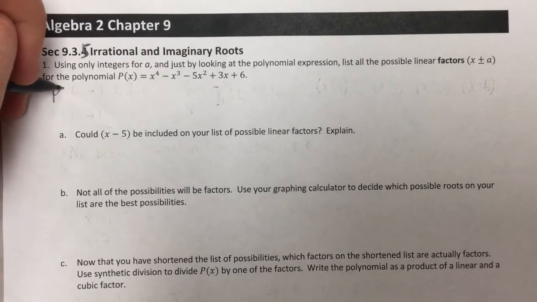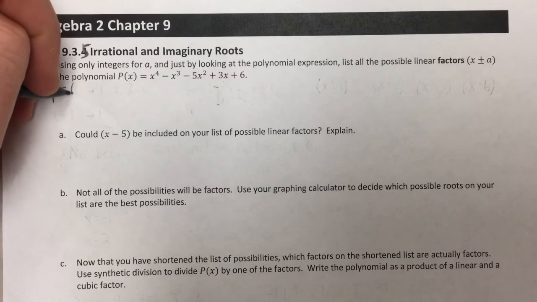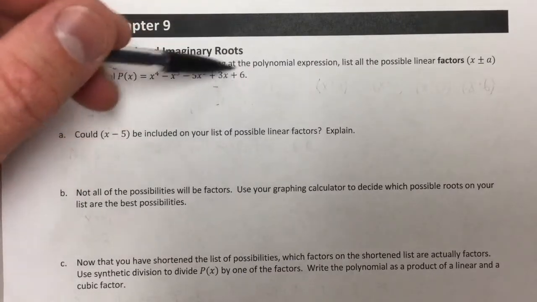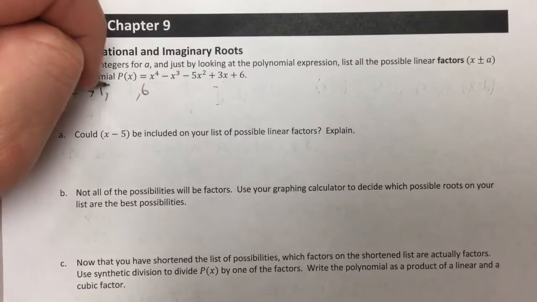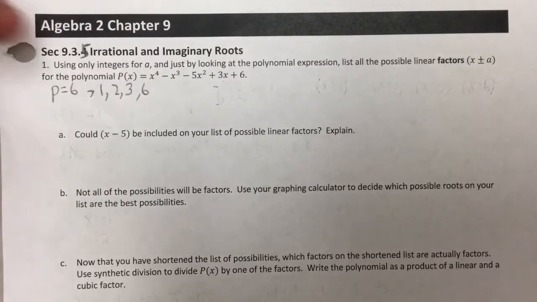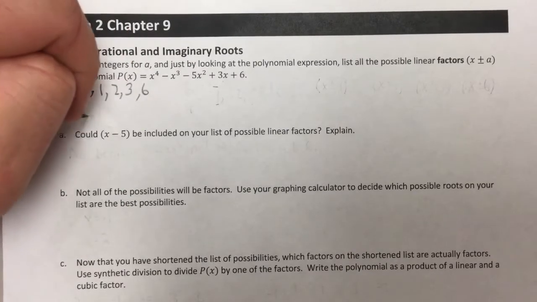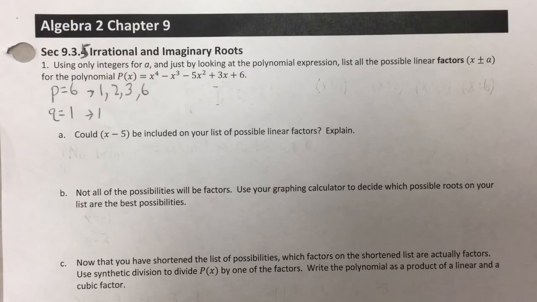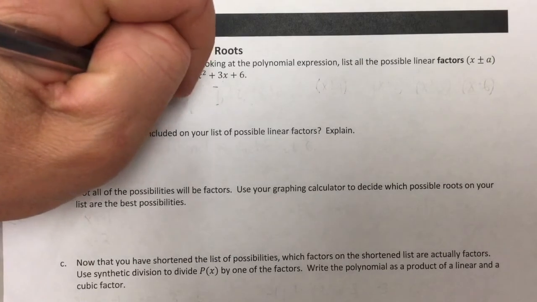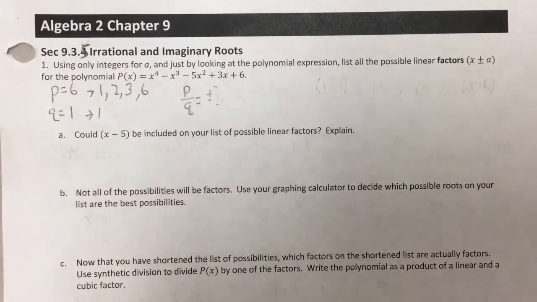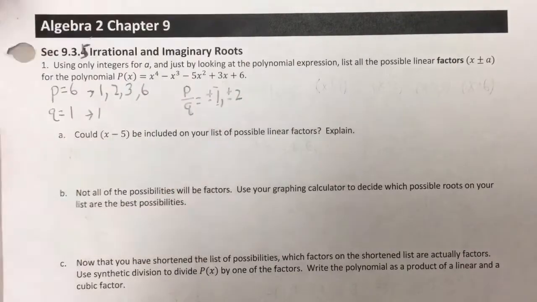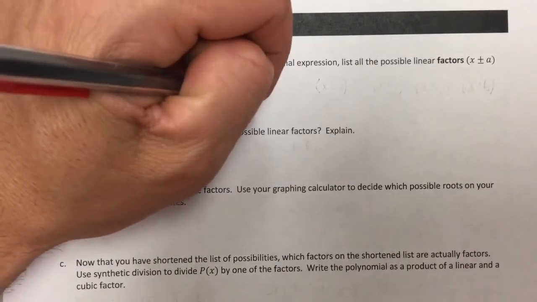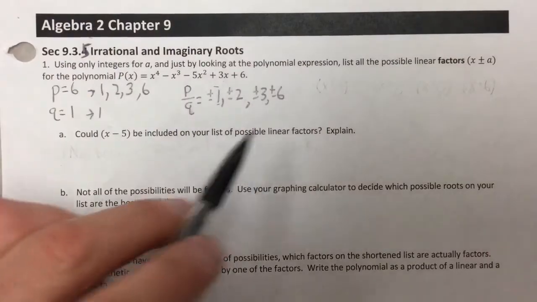So our p is the constant, which is 6. And then we write our factors of 6 out. So 1 and 6, 2 and 3. Q is our leading coefficient, which happens to be a 1, and the only factor of 1 is 1. So as we do our p's divided by our q's, we would have plus or minus 1 divided by 1 is 1, plus or minus 2, plus or minus 3, and plus or minus 6. Now those are your possible roots.